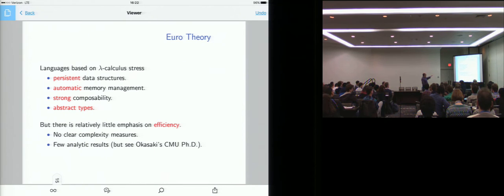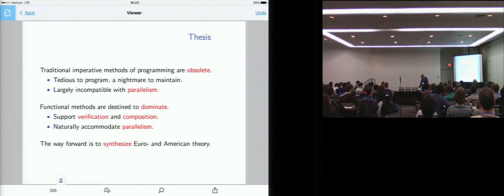There are very few analytic results about efficiency, but Chris Okasaki was a pioneer in this, and everyone knows and admires his work, and I want to flag that as a significant thing. So my thesis for this little talk is that traditional imperative methods of programming are obsolete. It's just a nightmare. One of the things that's problematic is notions of parallelism. I don't have time to go into a lot of details. I'll give you some flavor.